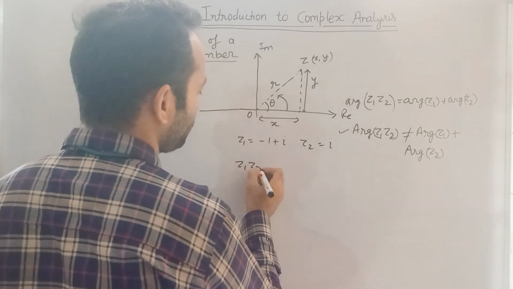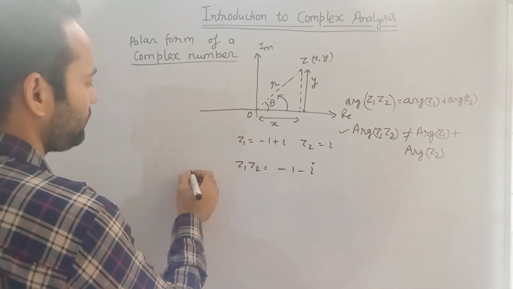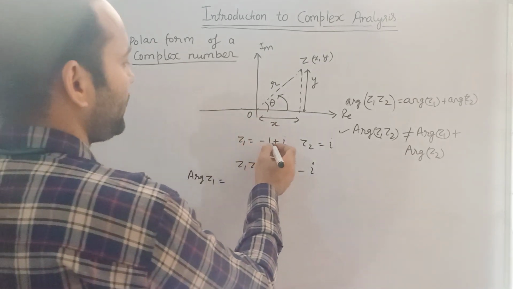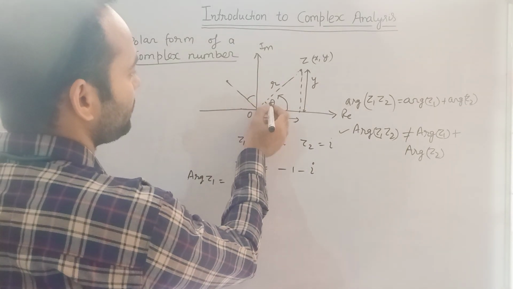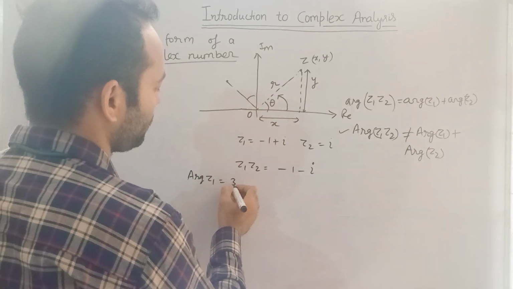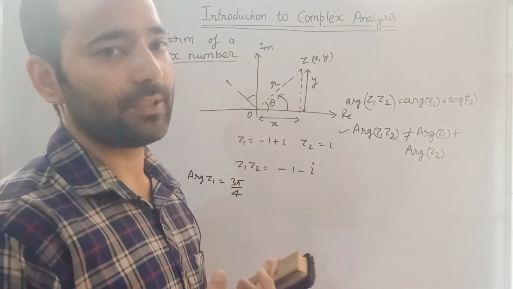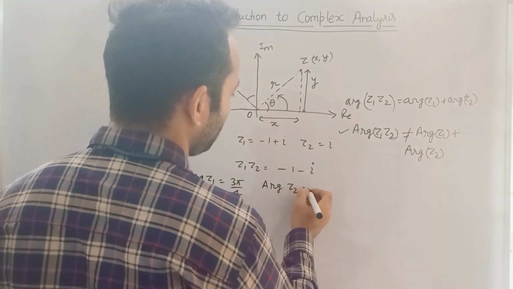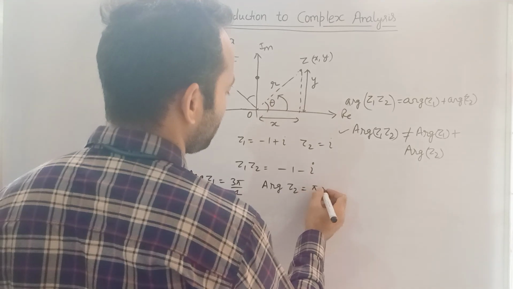So z1 z2 is going to be what? Minus 1 minus i. Then tell me what is the principal argument of z1. As you can see, where is minus 1 plus i going to be? Somewhere here. That is what? This is 45, this is 90, so 135, which is 3 pi by 4. This lies in the limit of minus pi to pi. What is the argument of z2? It is on this axis, so it is just 90, which is pi by 2.